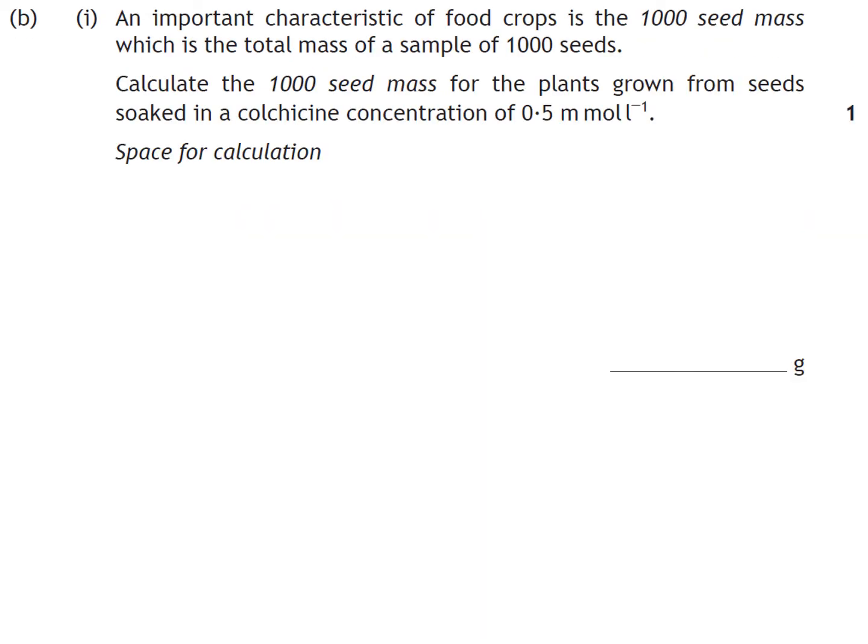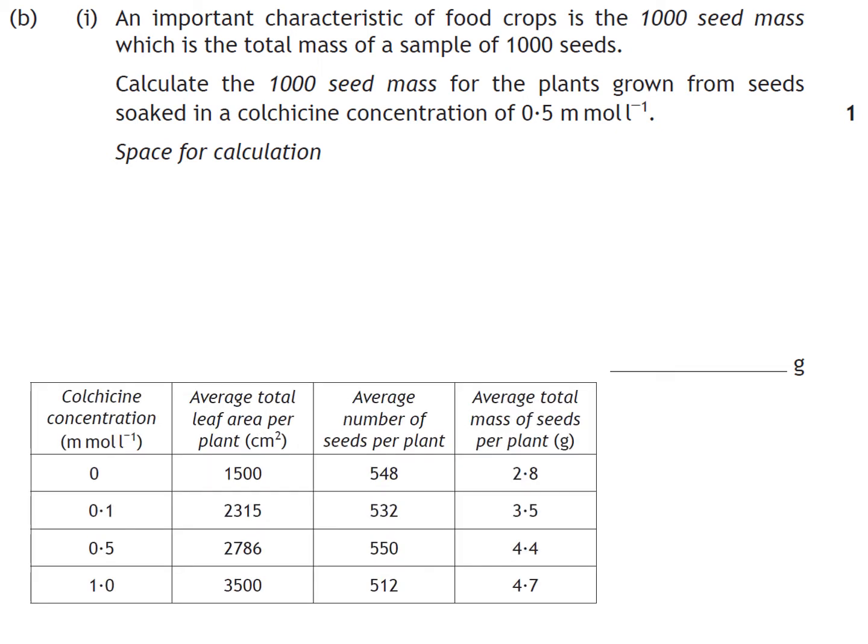An important characteristic of food crops is the 1000 seed mass, which is the total mass of a sample of 1000 seeds. Calculate the 1000 seed mass for the plants grown from seeds in the colchicine concentration of 0.5 millimolar per litre. Okay, so we're looking at our 0.5, and we have 550 seeds per plant, and the mass of that 550 is 4.4 grams. We don't want 550, we want 1000.